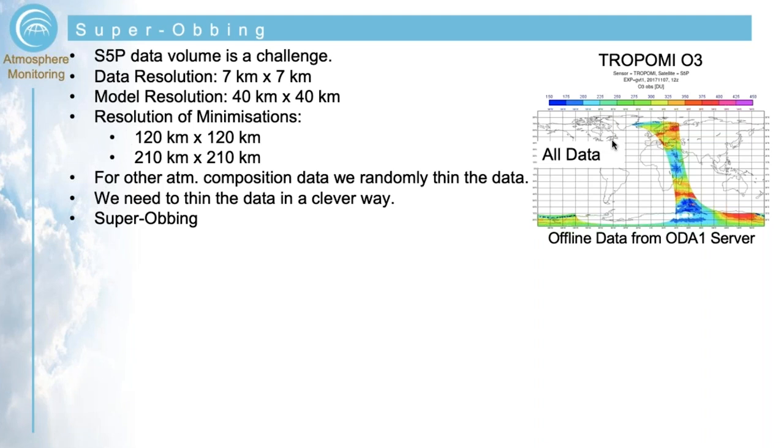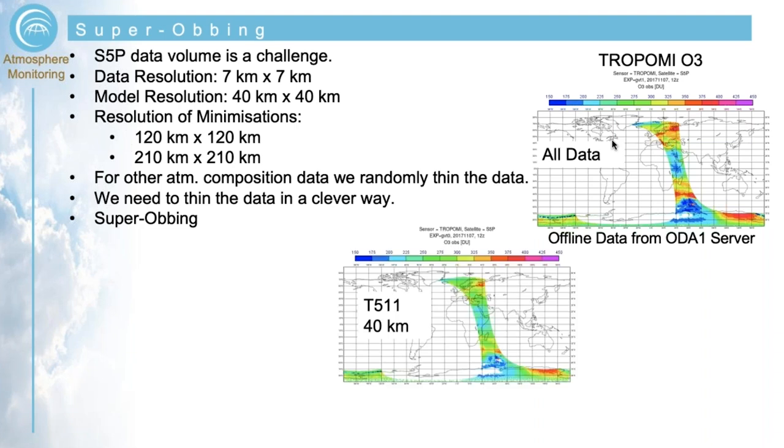So this map here is showing the observations at their native spatial resolution. So we see a lot of features along this orbit swath, going from Northern Europe down to the Southern Ocean and the western part of the Indian Ocean. If we resample the observations at the spatial resolution of the CAMS forecast system, which by default for atmospheric composition is 40 kilometers, we see that we have a similar picture. Most of the main features are still there when we do the superobbing at the coarser resolution in the model.